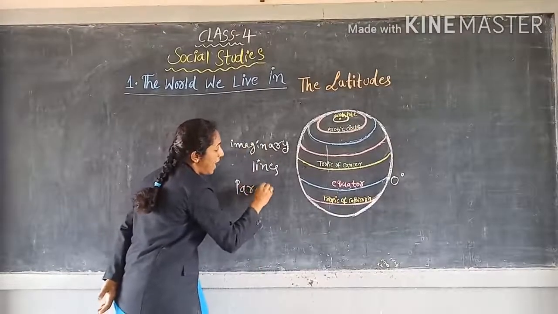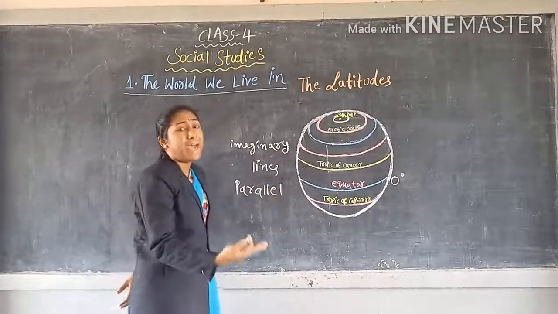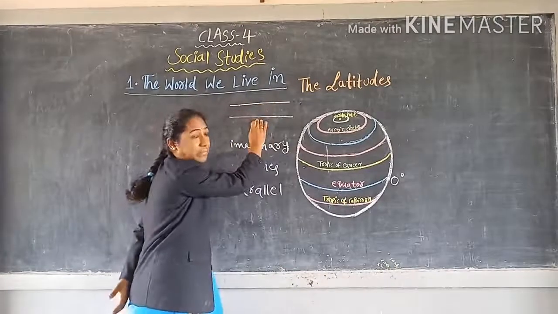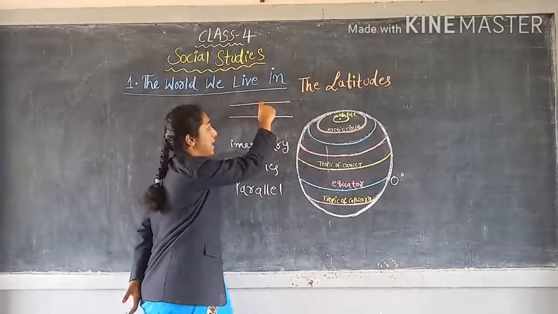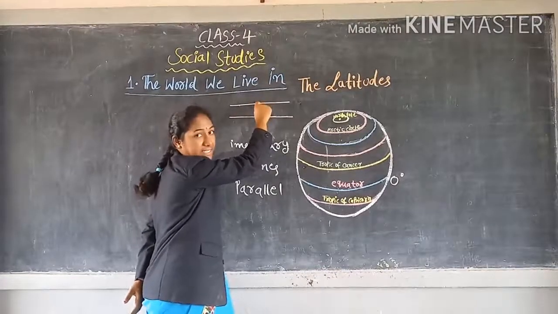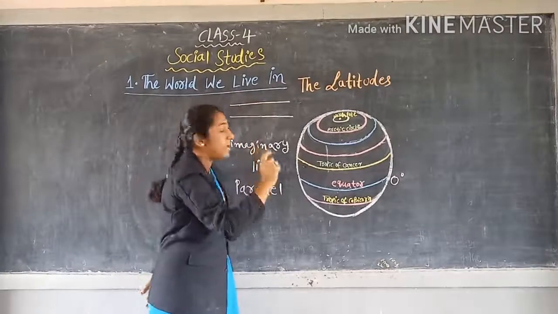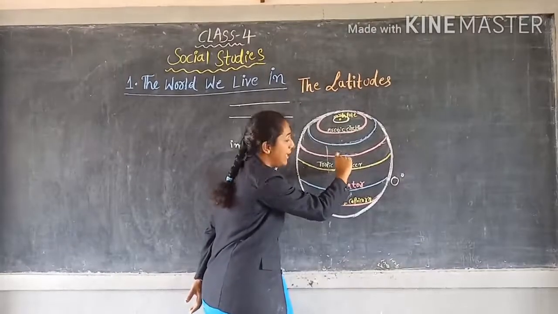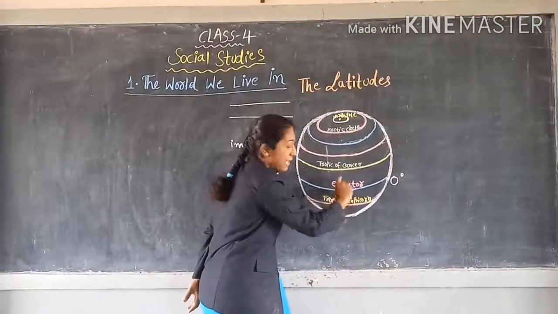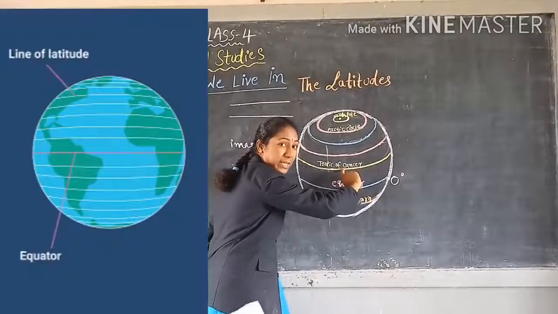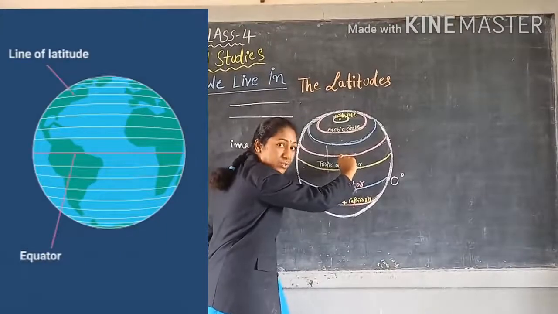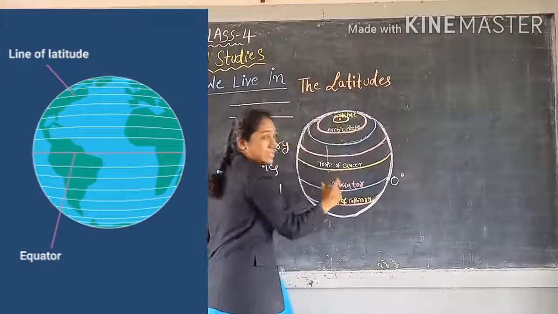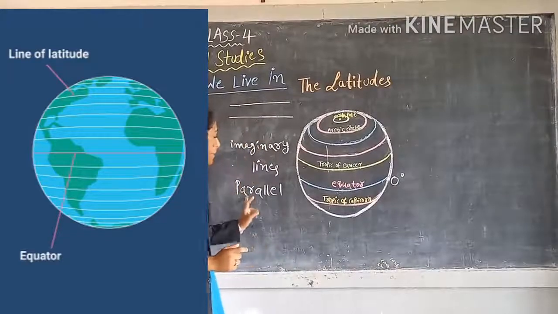Parallel, P-A-R-A-L-L-E-L. Parallel lines means, look children, the two lines are equal in the distance. These two lines are equal in the distance to the equator. These two lines are also equal in the distance, and these two lines are also the same in the distance. Like that, these lines are parallel.